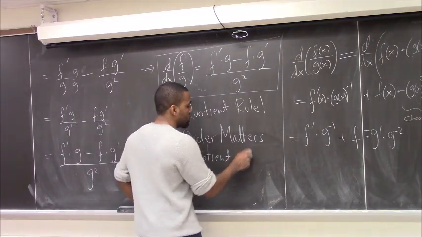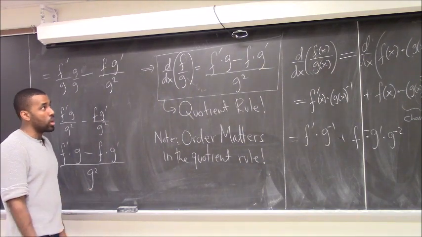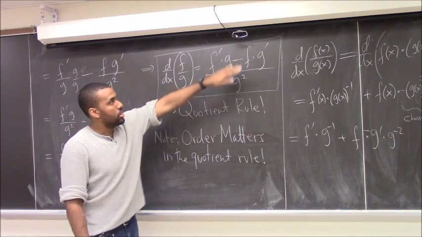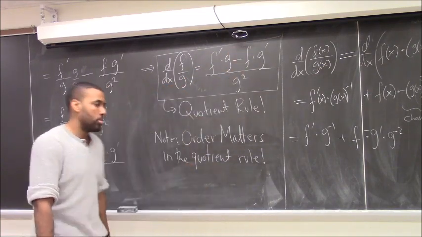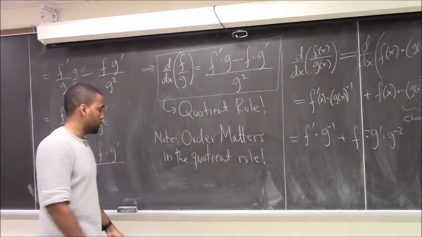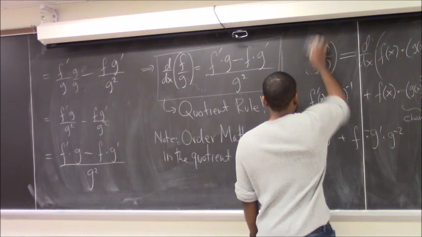So the order matters in the quotient rule, so that's the first thing. Make sure you memorize that well. It has to be the derivative of the top times the bottom first. Then you subtract the top times the derivative of the bottom over the bottom squared. Okay, so the order matters here because of that negative sign. Let's do a small example of the quotient rule.